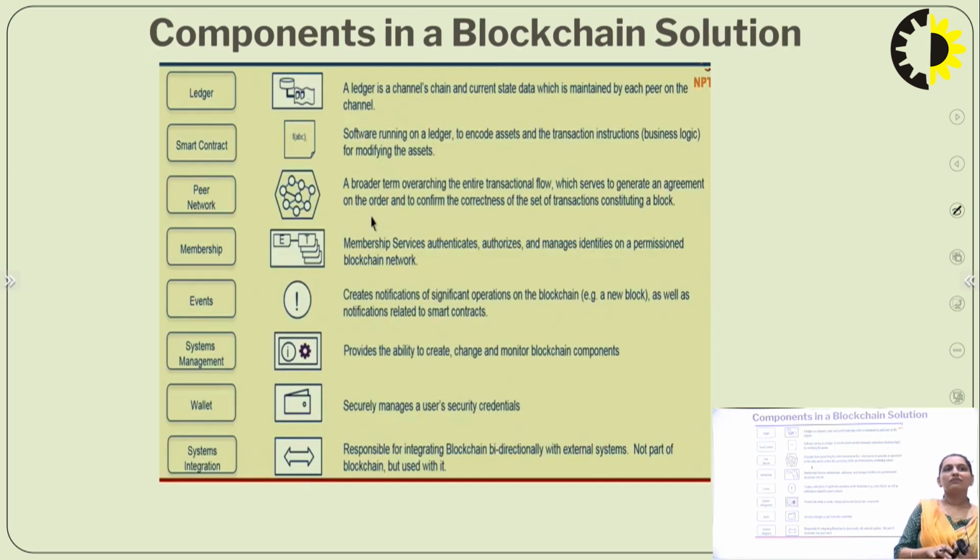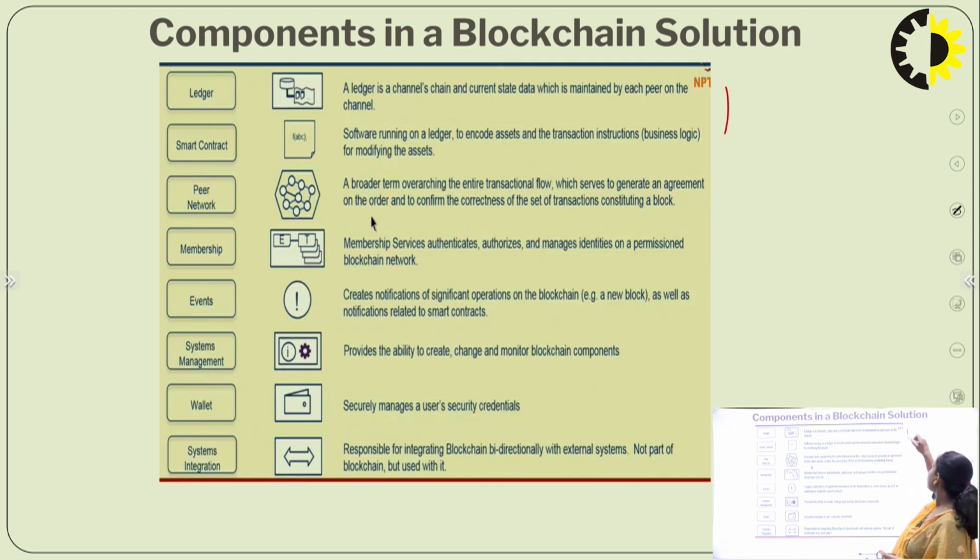Now we will focus on the components of the blockchain solution, or we can say the Hyperledger components. Ledger: what is a ledger? A ledger is a record. When business one and business two have to do business with each other, they have a ledger which communicates through a channel. That channel has to be a network. Every peer has to maintain a ledger, and the ledger has to communicate with a channel.